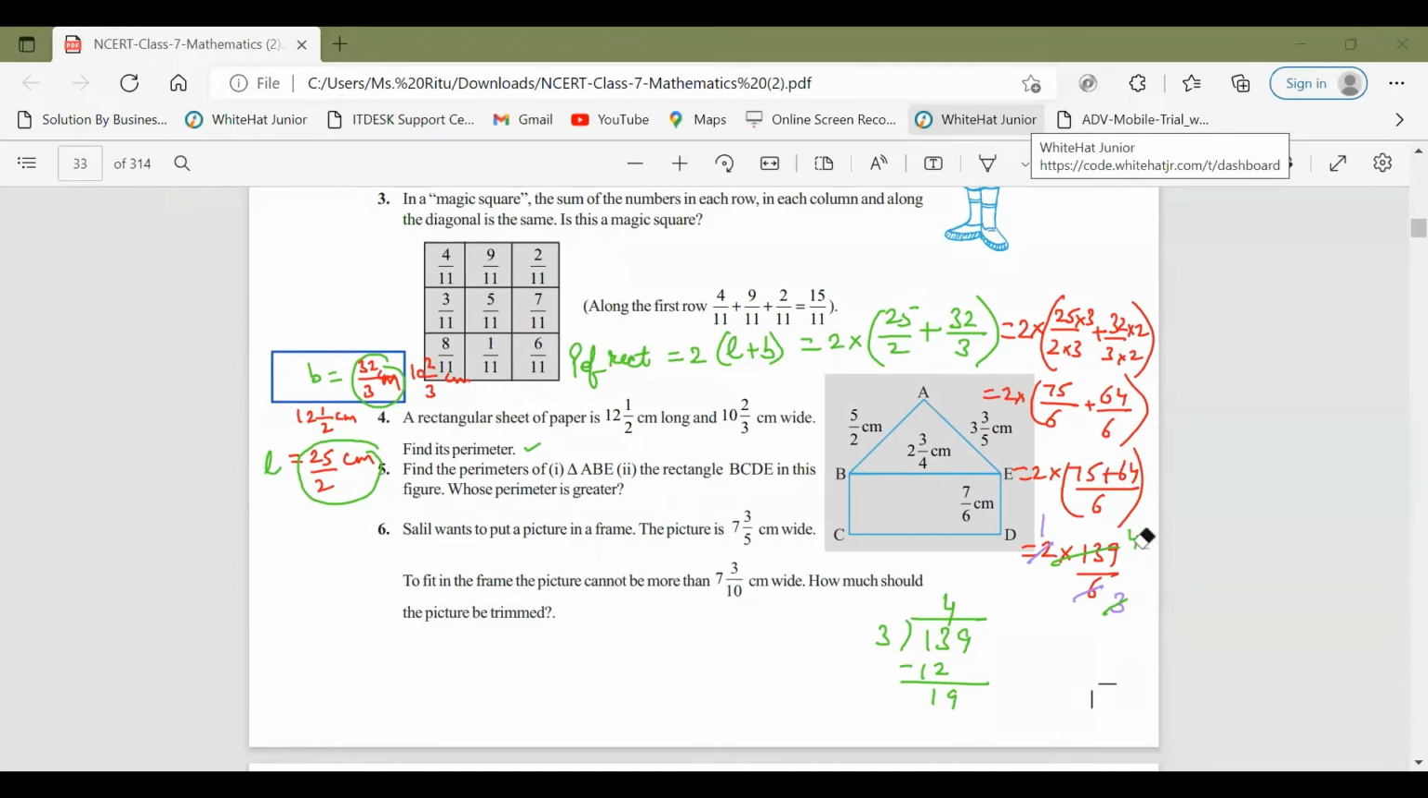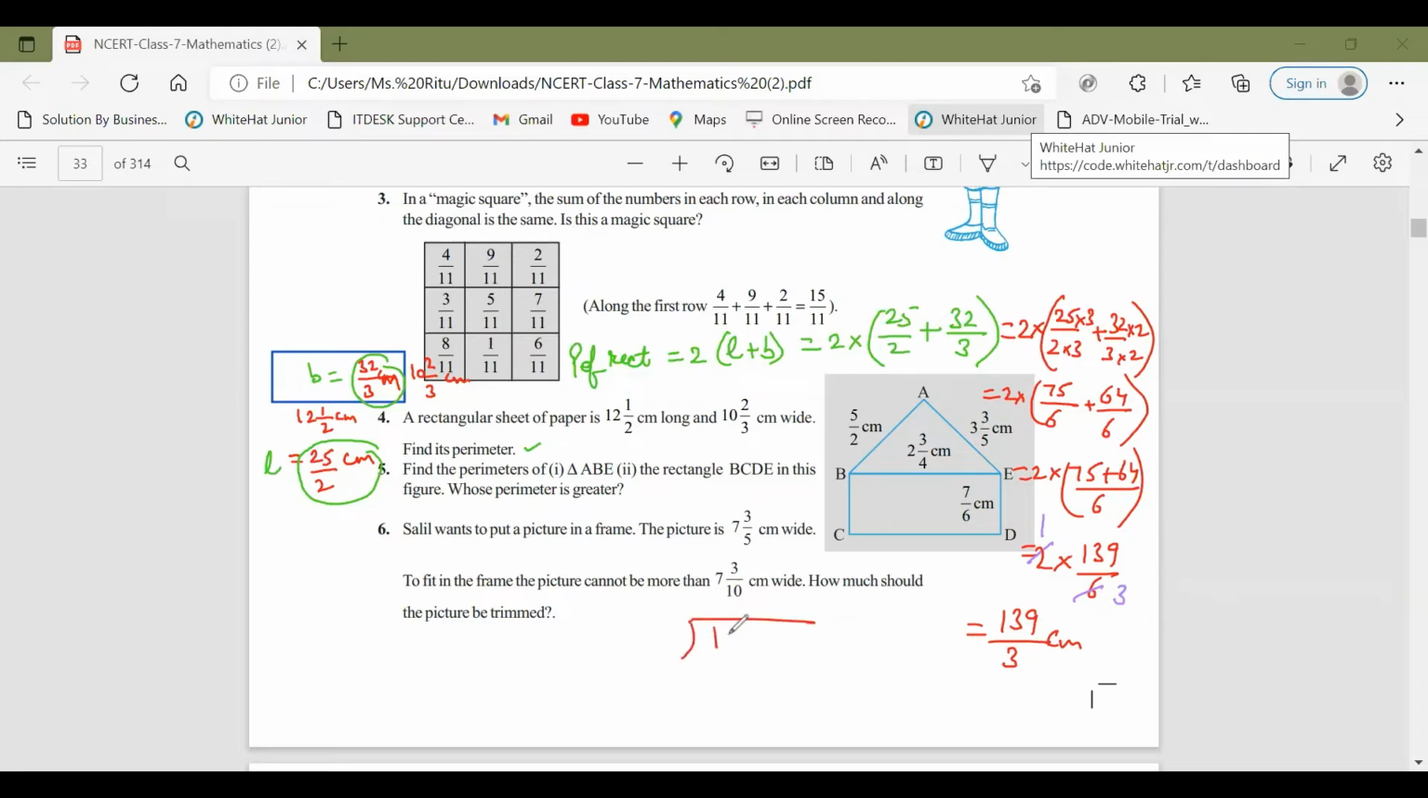So we are left with, just erase this. Okay, I'll just write whatever I erased over here. So we are getting this, we have already cut. Okay, now we are left with the part that is 139/3 cm. So this is our perimeter of the rectangular sheet, but the question was given in the form of mixed fraction. So we have to convert it into mixed fraction form.